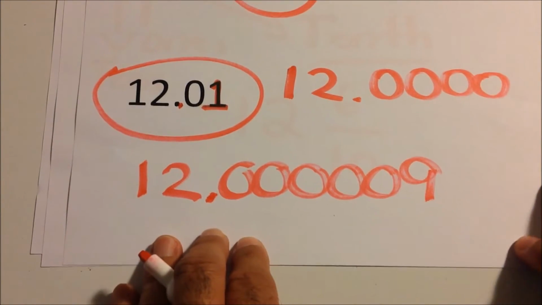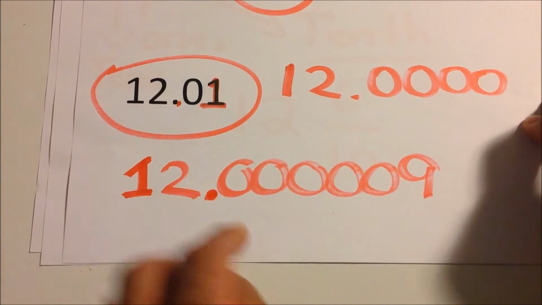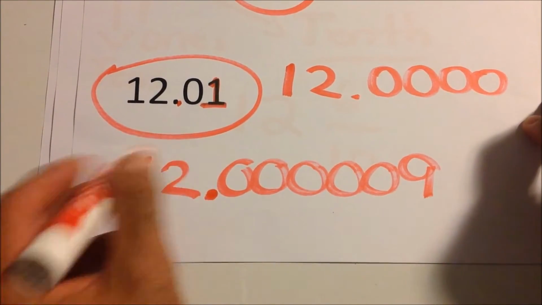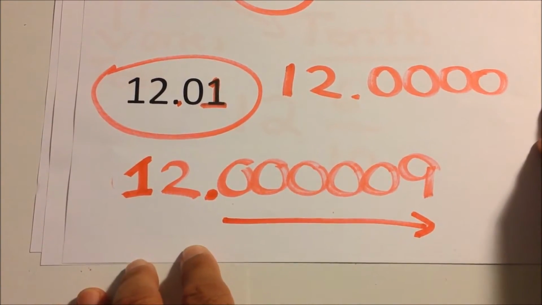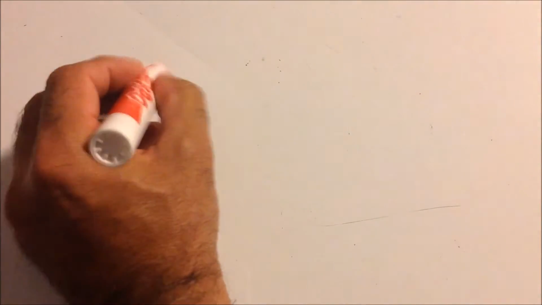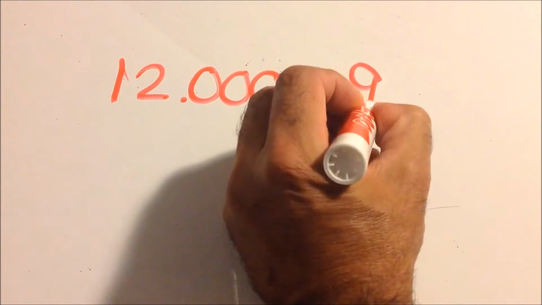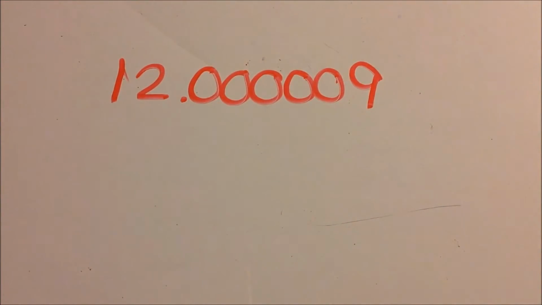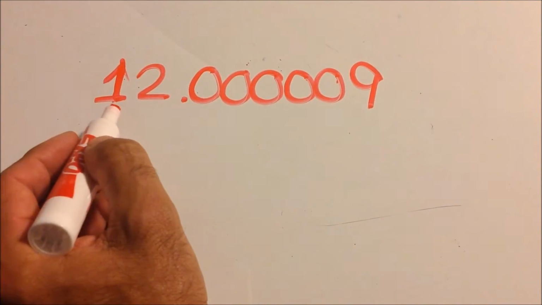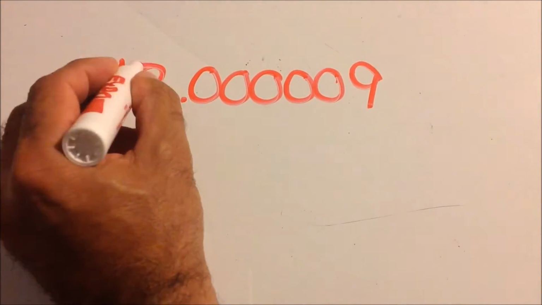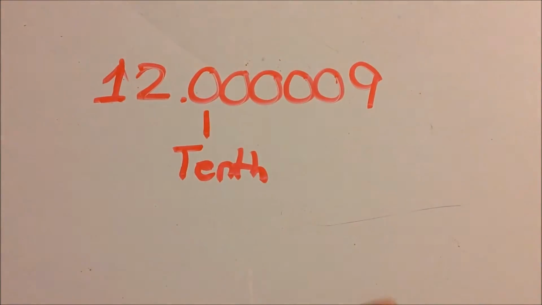Right? So let's look at this large number we made. We already know that anything to the left of the decimal is the whole numbers, and all of these are the decimals. So let's write that over. We have 12.000009. We can look at all the place values. Again, we know the whole numbers already. We know that's the tens and the ones. This is the tenths place. We talked about that.